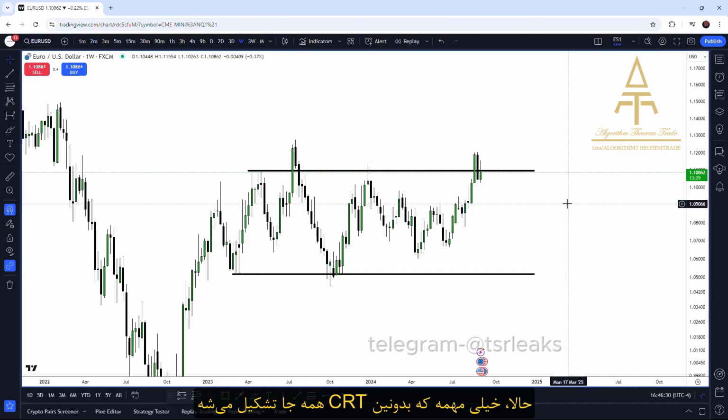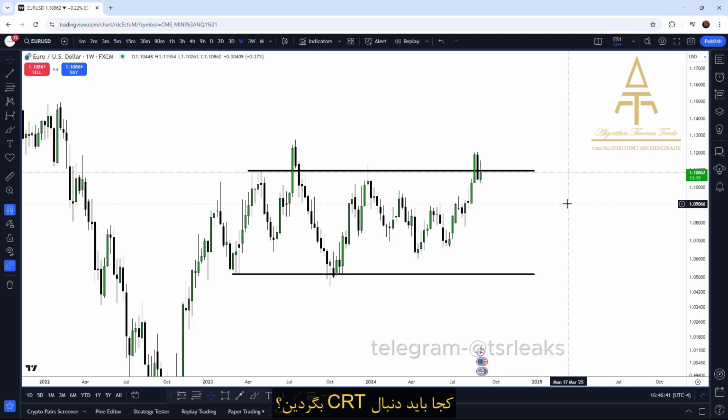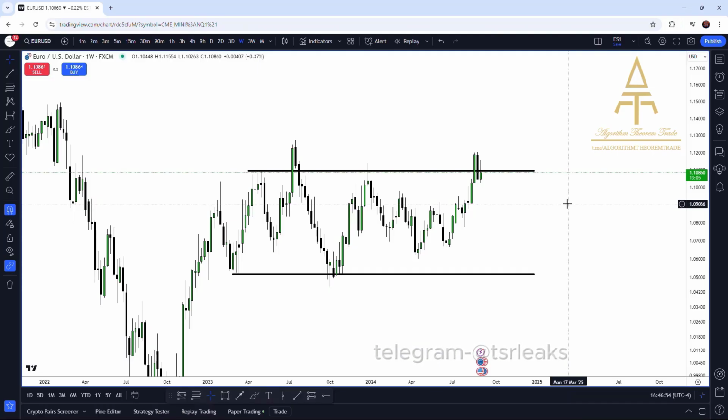Now, it is very important to understand that CRT forms everywhere. Does that mean it is valid to take and execute? The answer is no. Where are you supposed to look for CRTs? Where are you supposed to look for entries? Rule number 1, as Romeo says, buy low, sell high. Or don't sell low and don't buy high.